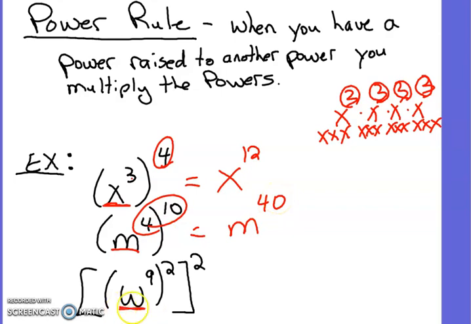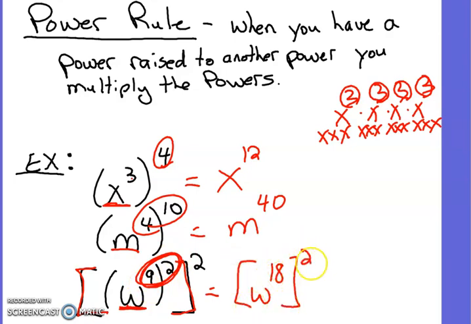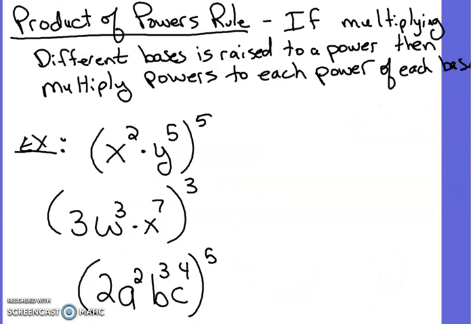Now this, again, you have the base of a W. Now inside the bracket, you have a power raised to a power, so you multiply the powers. Now the rule applies again. You have a power raised to a power, the base doesn't change, and then you just multiply the powers. That's the power rule. The product of powers rule.